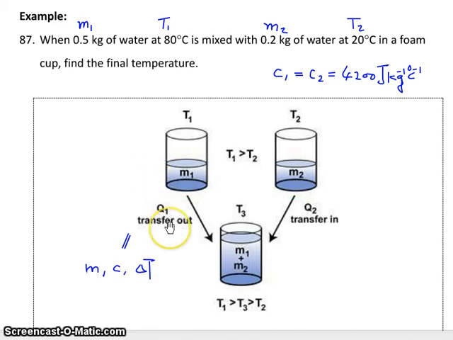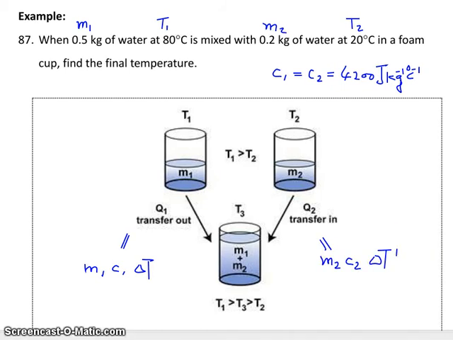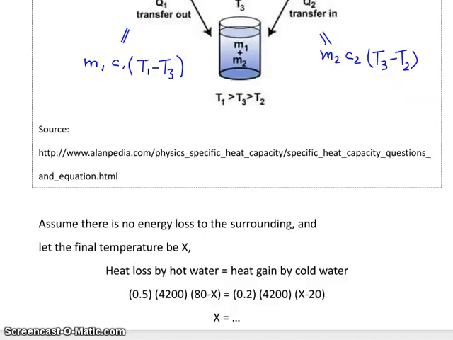And then the heat loss by the hot water is m1c1 delta T, and the heat gain by the cold water is m2c2 delta T dash, where delta T is T1 minus T3 and delta T dash is T3 minus T2. You should always remember T3 is in between T1 and T2 when you try to express the two changes in temperature on the two sides. This is to say the final temperature X is something in between 80 and 20. And now I'm sure you know how to write the equation below.